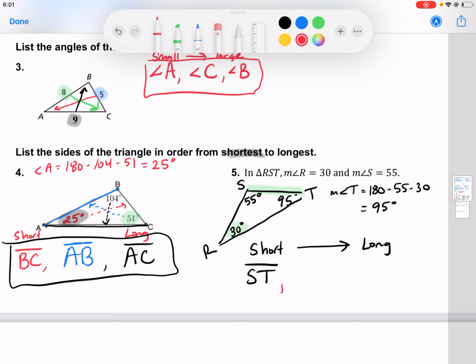So then the next one, the middle one, should be across from the middle angle. So 55 is between 30 and 95. So the side across from that is over here. So that's RT. And then last but not least, the largest or the longest side should be across the largest angle. So over here. So that's RS. And that is the solution.